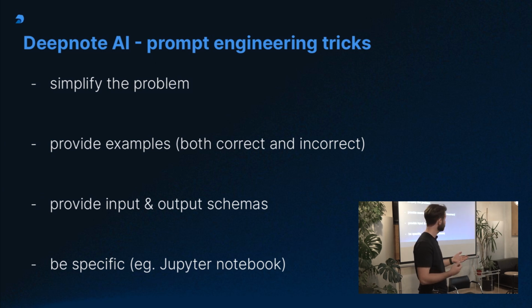Be specific. In our case, we were mostly asking for producing Python, but not all Python is executable or relevant in the context of Jupyter Notebooks. It's a specific environment. So we decided to just refer to the code that we're requesting as Jupyter Notebooks. And this helped because Jupyter Notebooks are an open source format and probably very present in the training data of OpenAI's models.